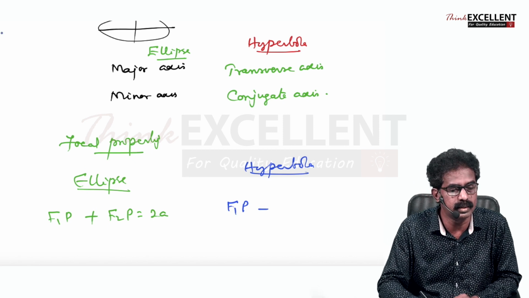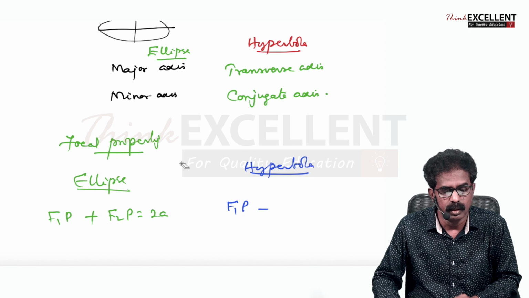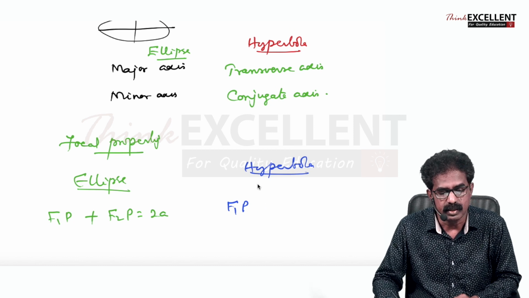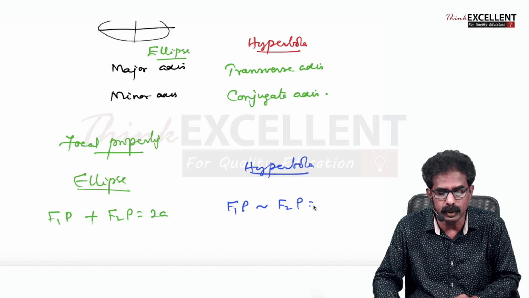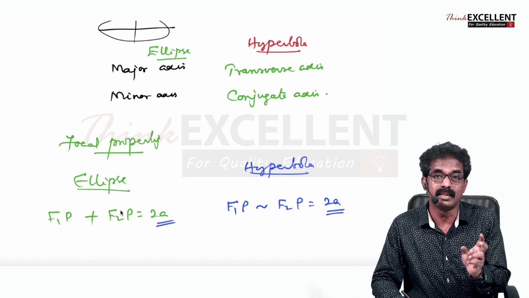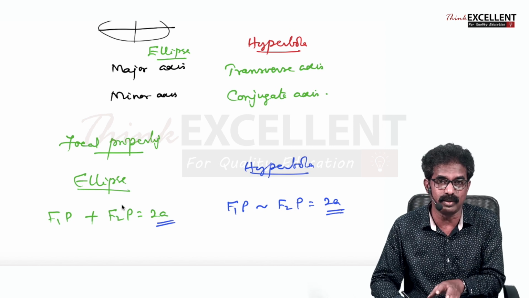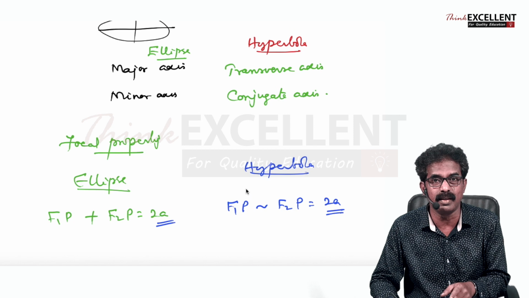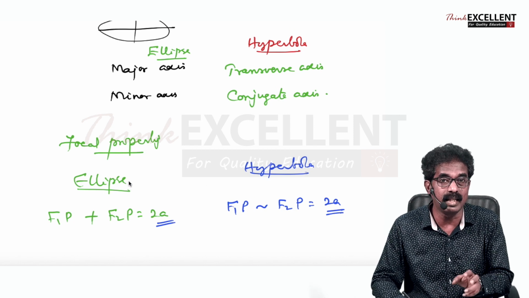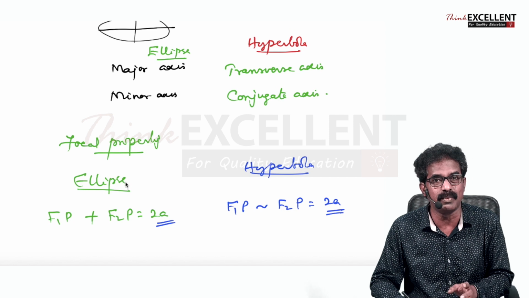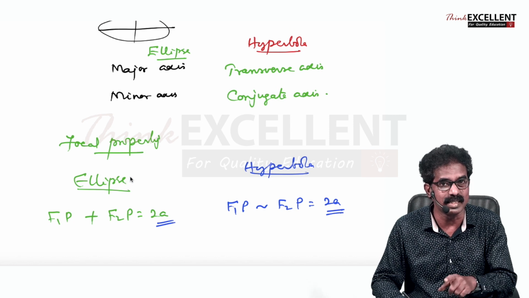So instead of minus, we use the symbol difference. So F1P difference F2P equal to 2A. Same 2A only. But in the case of hyperbola, there we say sum of the focal distances equal to... Here, instead of sum, you have to say difference of the focal distance equal to 2A. There, 2A we say length of the major axis, but here, 2A we say length of the transverse axis.